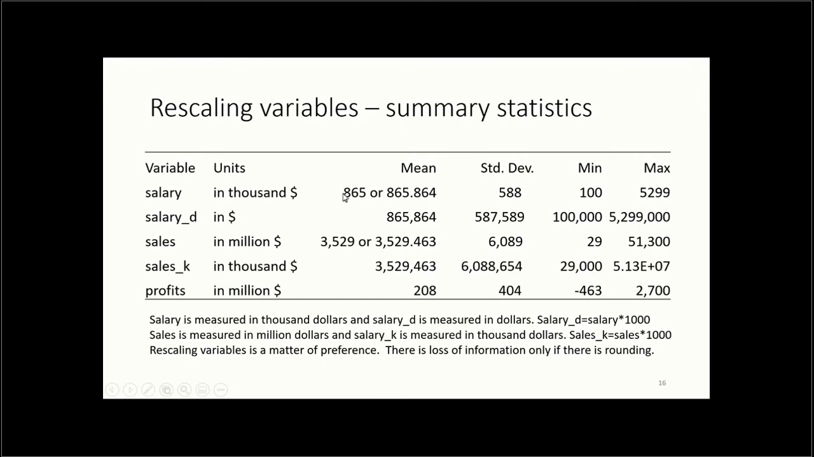Now, we may round this number so it doesn't look like that. We may round it to $865,000. And in this case, we would have loss of information. But that loss of information is only because we have rounding. The rescaling of the variables is just a matter of preference. There's no loss of information because these two numbers are basically the same, just rescaled of each other. And these two numbers are also just rescaled. So here we have the comma, here we have the decimal point. So either of these two ways is fine.